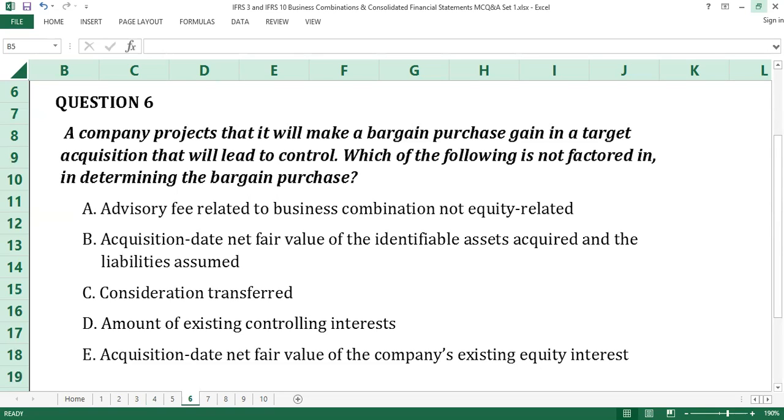Time up. The answer to question number 6 is A, advisory fee related to business combination, not equity related. This is not factored in determining bargain purchase in line with paragraph 53 of IFRS 3. A is the answer to question number 6.